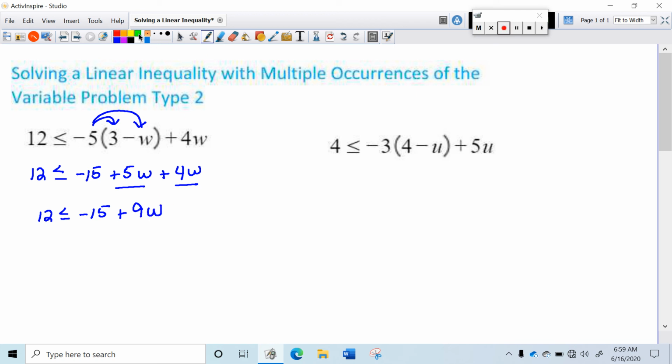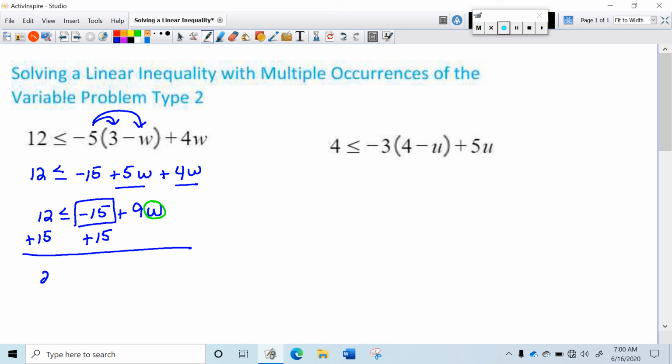Now your ultimate goal is to get that w by itself. So anything stuck to that I save for last. So I need to get rid of this negative 15. It's got to go to the other side. So the opposite of negative 15 is positive 15. You always do opposite operations. So I'm going to add 15 to both sides.